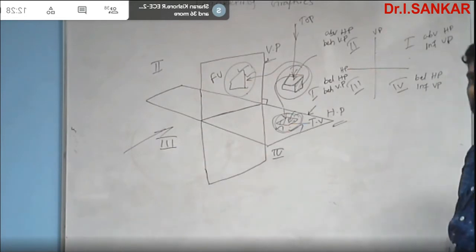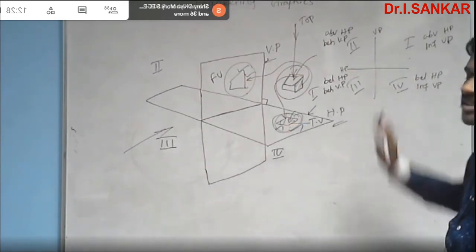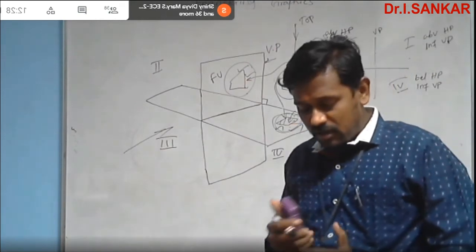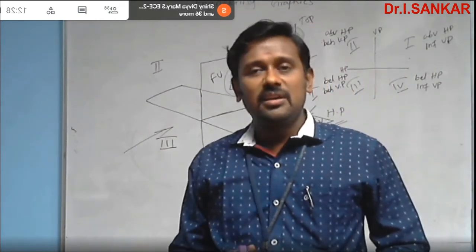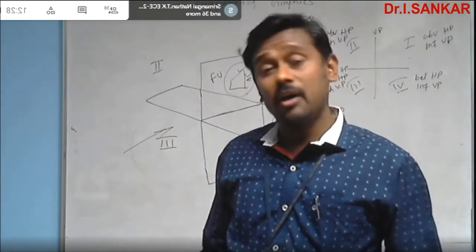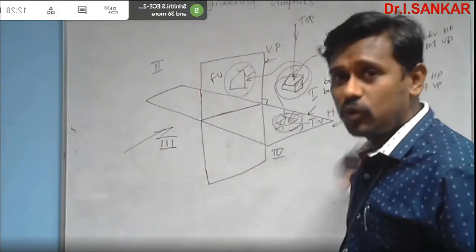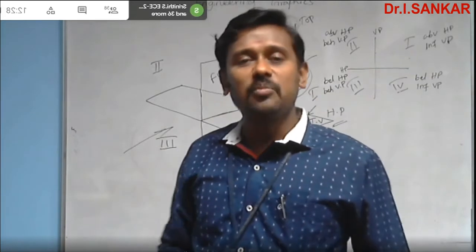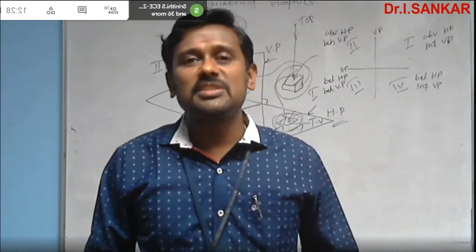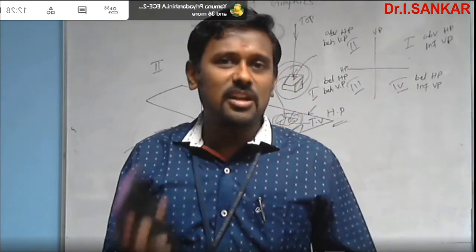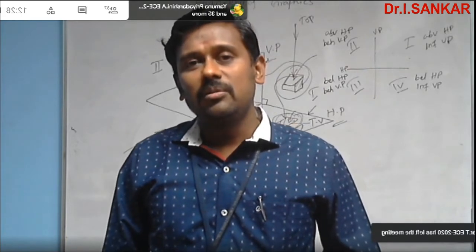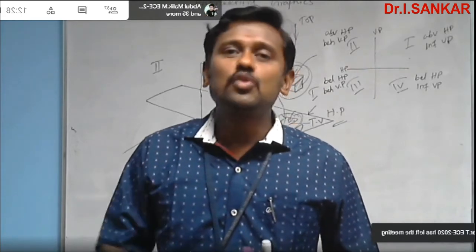So in this way you can have the four quadrants. Where the object is going to be placed is the matter in every question. The object can be placed in the first quadrant, second quadrant, third quadrant or fourth quadrant. In any quadrant you can place the object, and we are placing the object against the horizontal plane and vertical plane in order to get the views of the object.